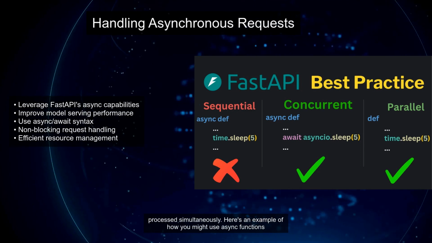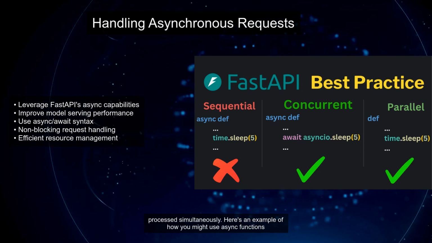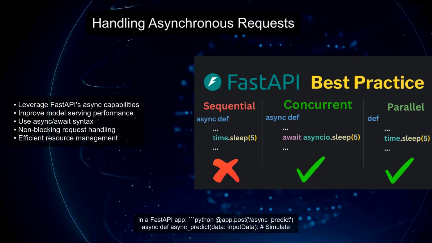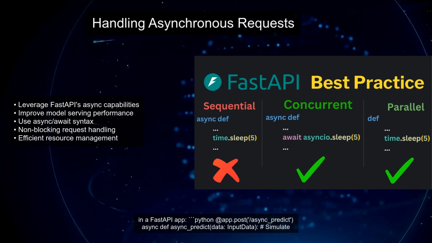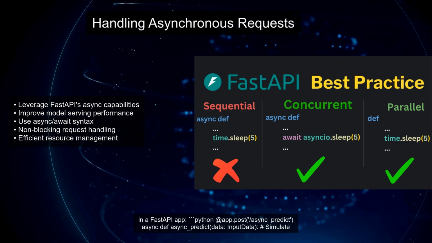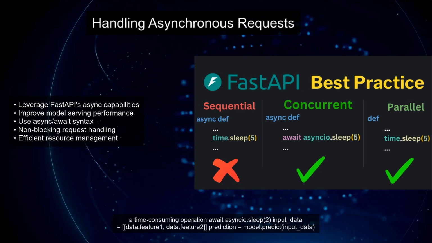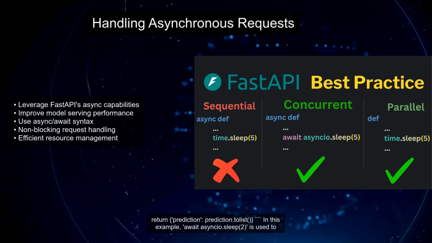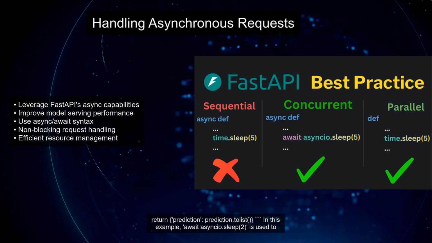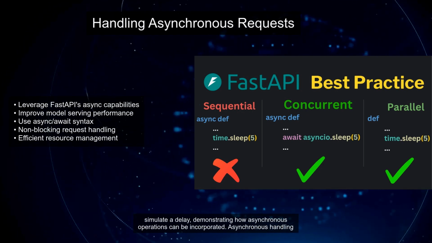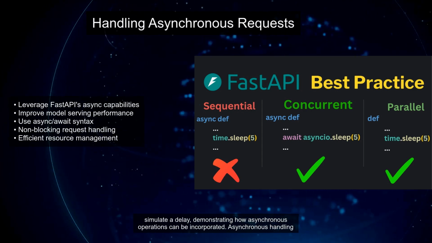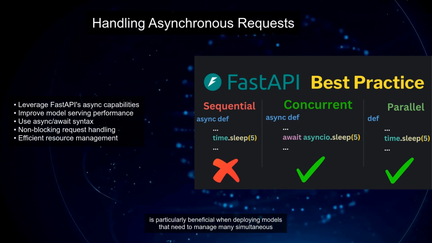Python: @app.post("/async_predict") async def async_predict(data: InputData): # Simulate a time-consuming operation await asyncio.sleep(2) input_data = [data.feature1, data.feature2] prediction = model.predict(input_data) return prediction.tolist(). In this example, await asyncio.sleep(2) is used to simulate a delay, demonstrating how asynchronous operations can be incorporated.